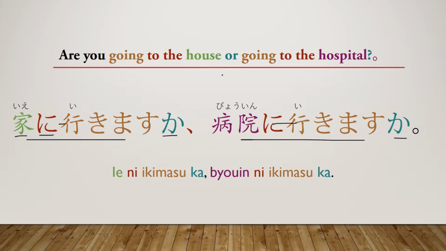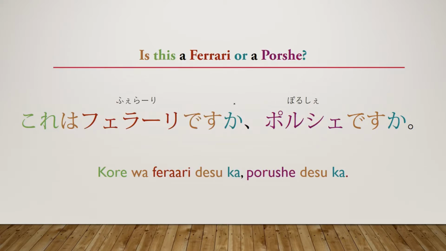So the first ka is basically acting like the or in the sentence, and the second one is basically acting like the question mark. So as you can see here, we have two options. We have the house or the hospital. Where is he going? Okay, let's go ahead and go on to the second sentence.